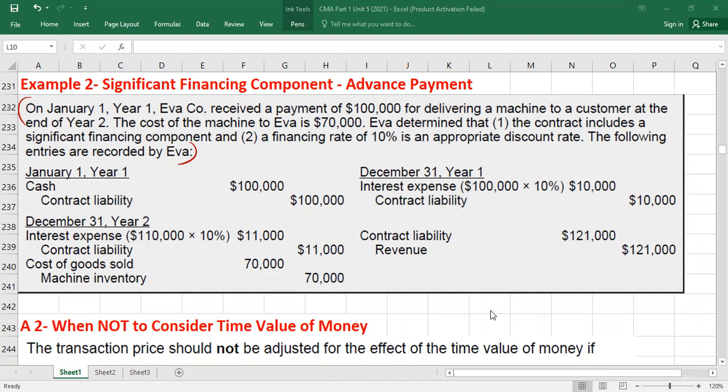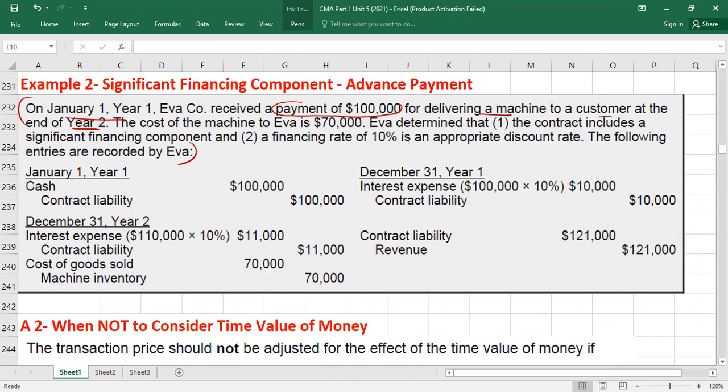You read it? So what they're trying to tell you guys: on January 1, year 1, at the start of the first year, E company received a payment. We received a payment of 100,000 today for delivering a machine to a customer at the end of year 2. The machine will be delivered at the end of year 2.